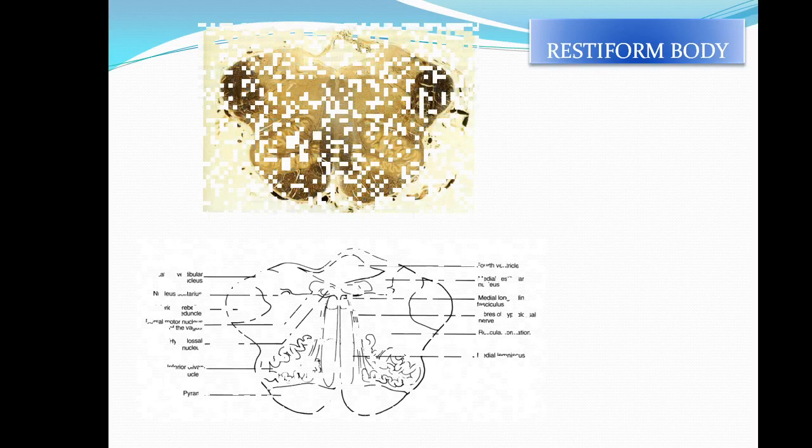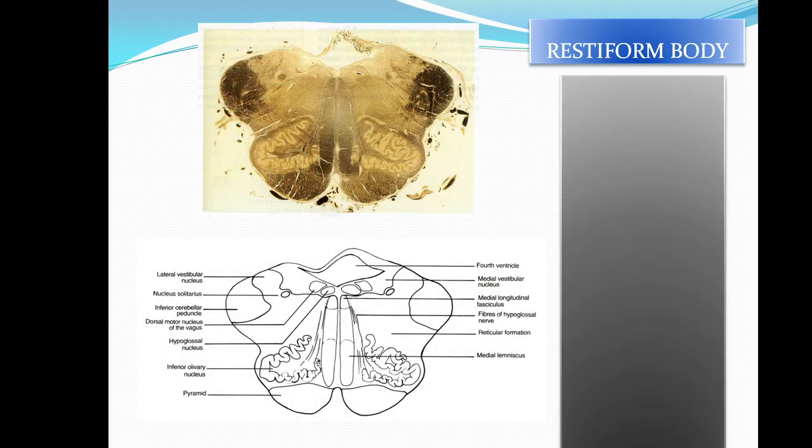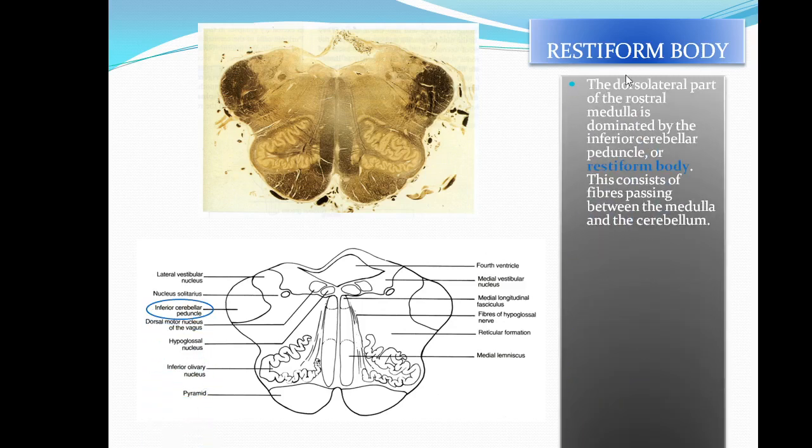Then coming to the restiform body, the inferior cerebellar peduncle. This one, you can see the inferior cerebellar peduncle. The dorsolateral part of the rostral medulla is dominated by the inferior cerebellar peduncle or the restiform body. This consists of fibers passing between the medulla and the cerebellum. Here you can see the restiform body.